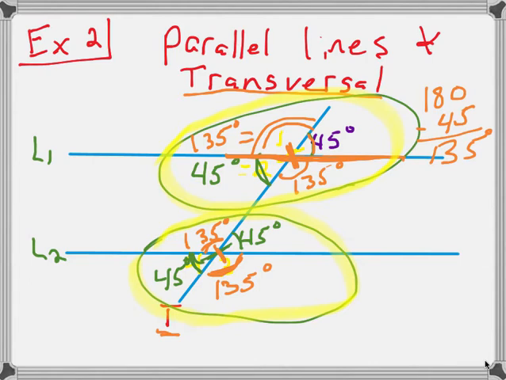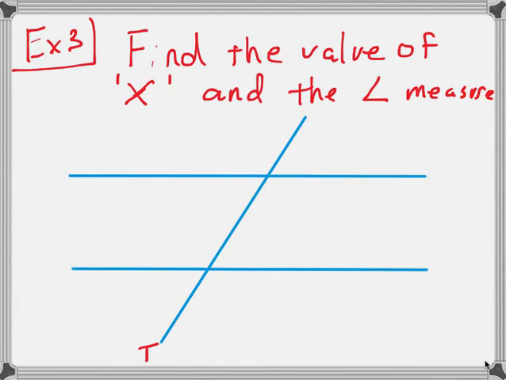Now let's look at this next example. Now we're going to get into the big boy, big girl stuff. Let's say this angle is 2x plus 15, and this angle is x minus 35. And we got to find the value of x and the angle measure. Now, by definition, these two angles are vertical.